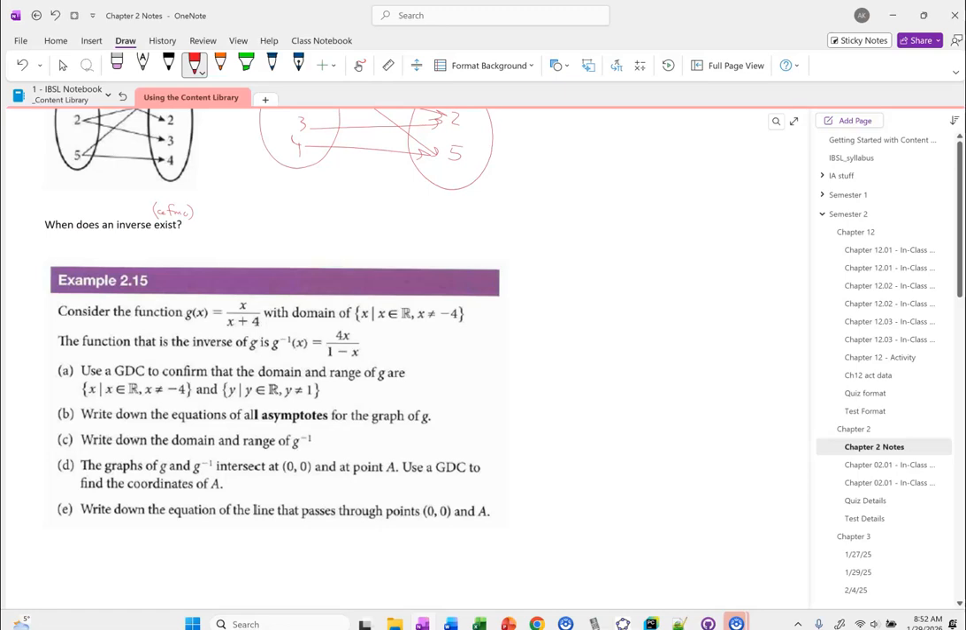Which should make sense, because what are we really doing when we create an inverse? We're swapping the x and y's. Yeah. So a horizontal line in f becomes a vertical line in f inverse. Does everybody feel okay? Yeah. Okay.